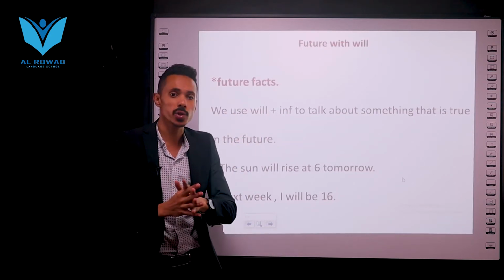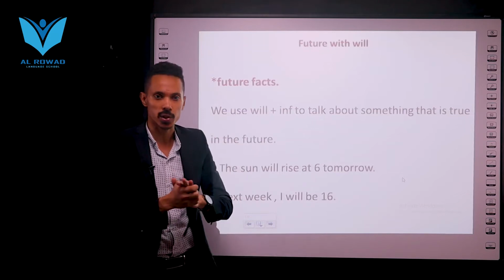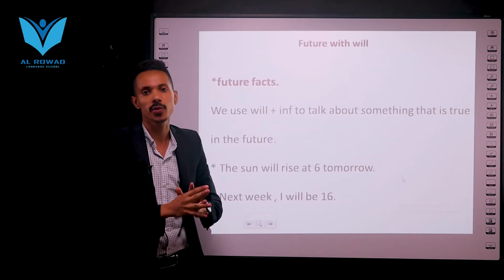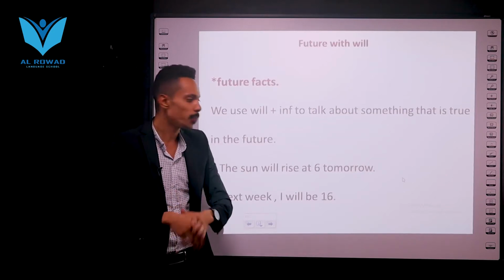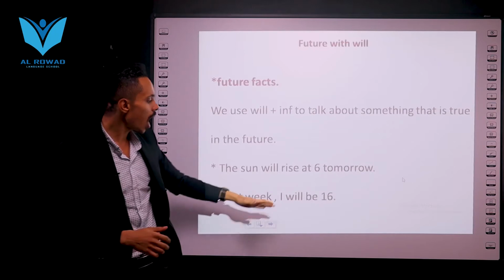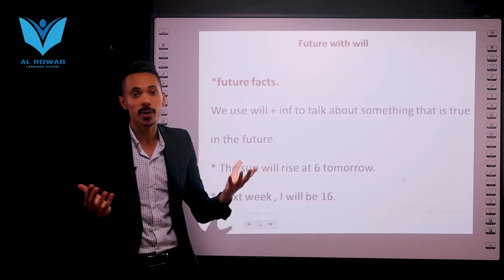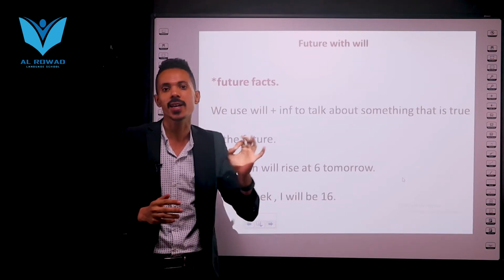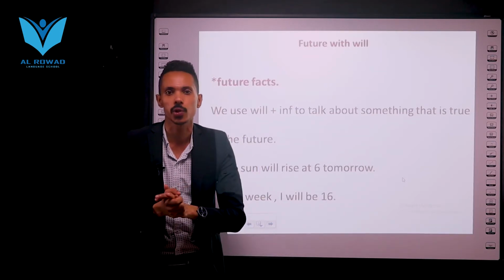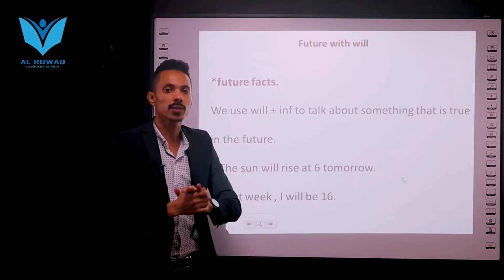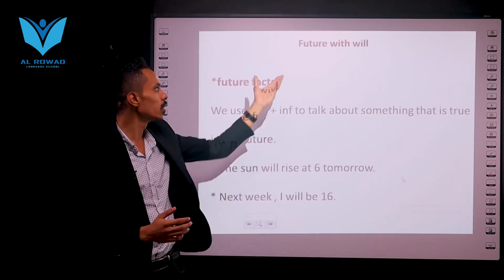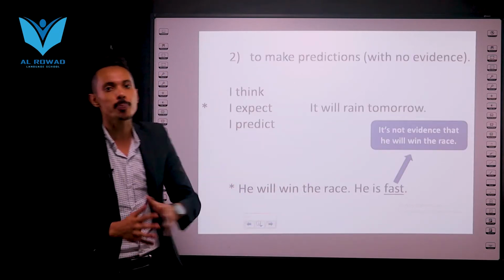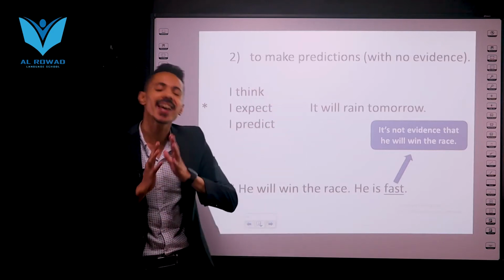If we want to talk about the sunrise, we can use will plus infinitive because it's a fact in the future. Birthdays, will plus infinitive. Next week I will be 16. It's a birthday, so it's a fact in the future. Something that surely happens and something that is true in the future. This is the first way to talk about future facts: will plus infinitive verb.